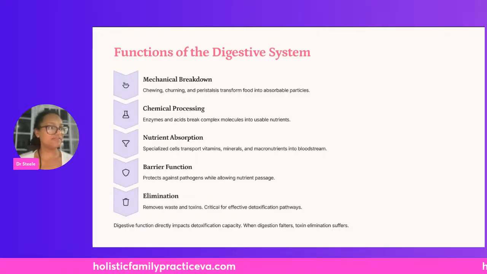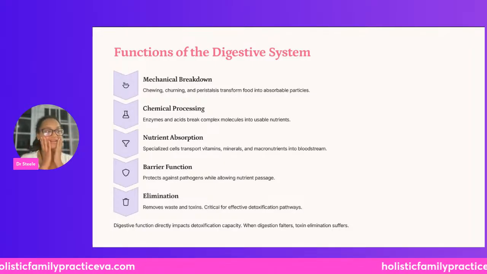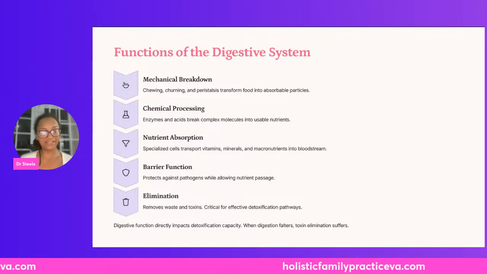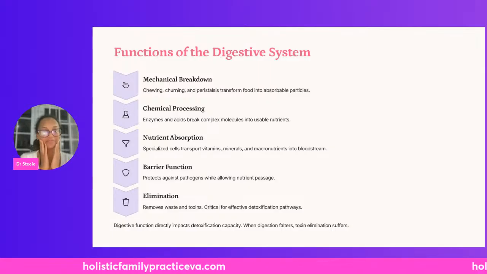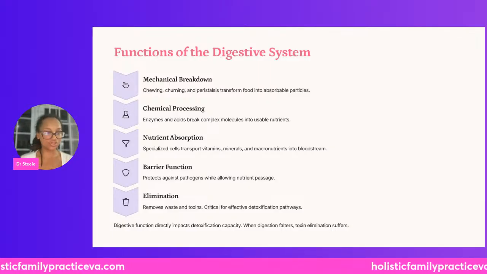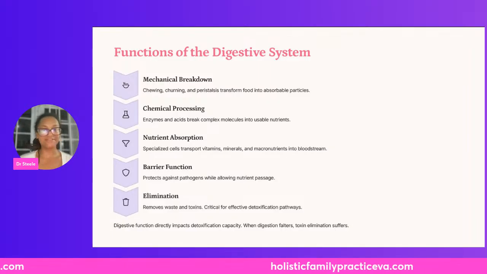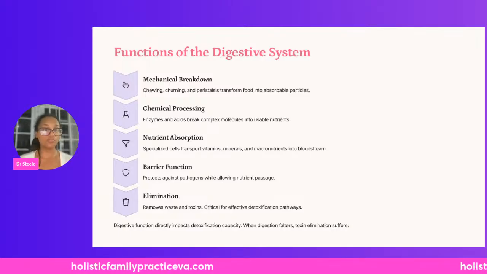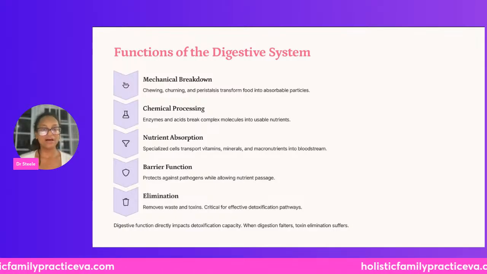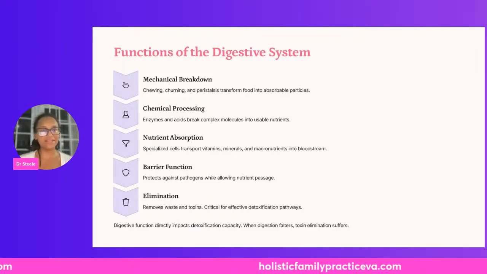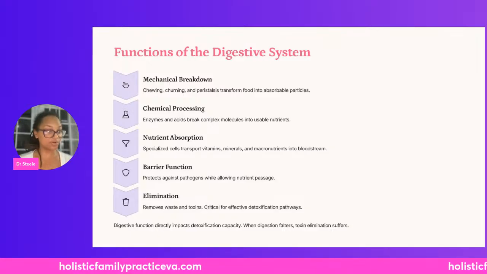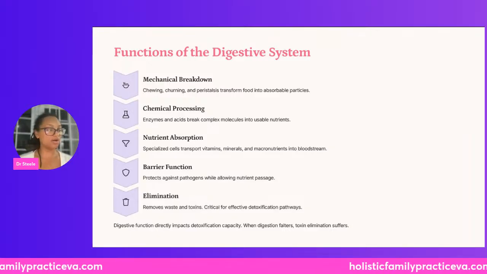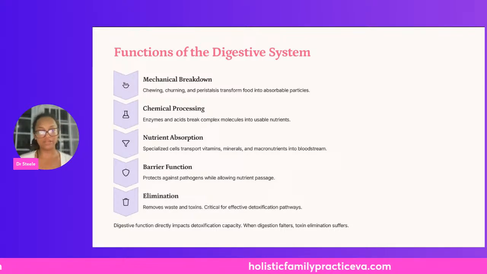So let's start in on the functions of the digestive system, beginning from the top down. I always say we're healing the digestive system from the top down. So we focus on the mouth, where we have mechanical breakdown, the chewing, the churning. Also, when it gets into the digestive system, we have peristalsis, which transforms that food into more absorbable particles. Then there's chemical processing. We have lots of enzymes and acids that break down complex molecules, such as your proteins, into more usable nutrients, such as your amino acids.